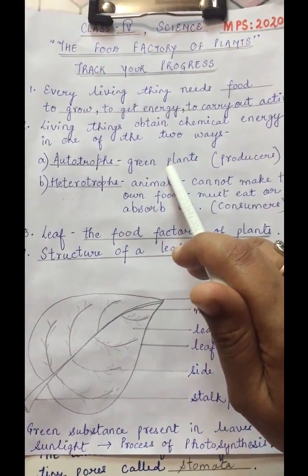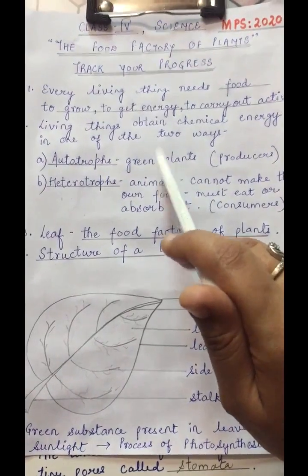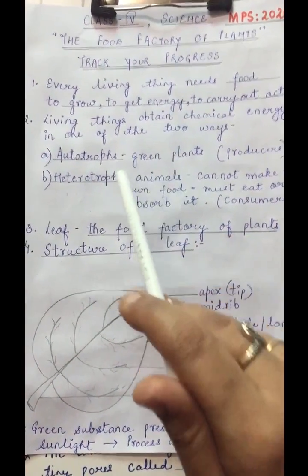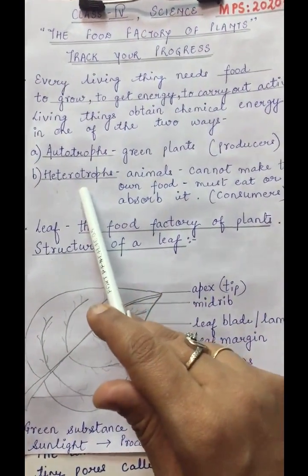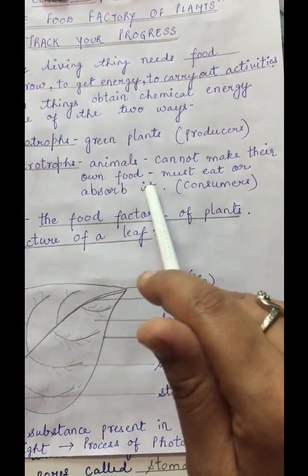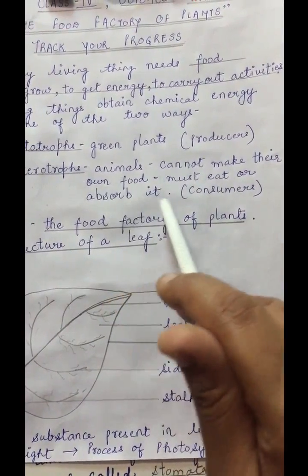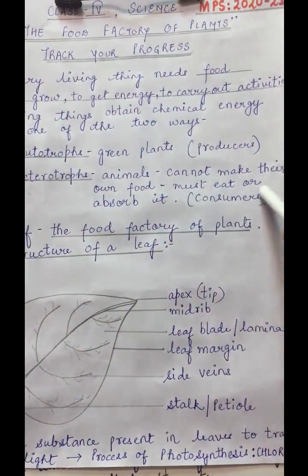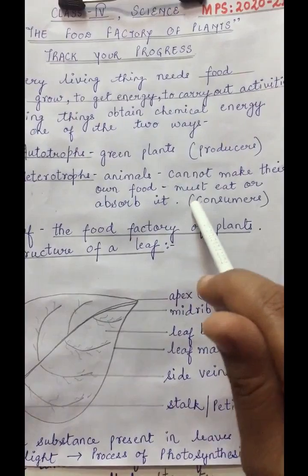With the help of which process, children? Yes, photosynthesis. And the other ones are heterotrophs. These are the animals. They cannot make their own food. They must eat or absorb it. That is why they are also known as consumers.